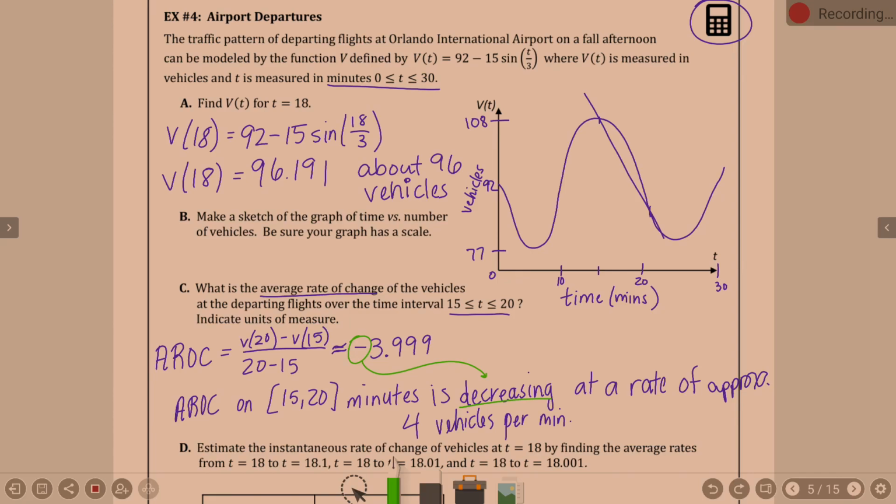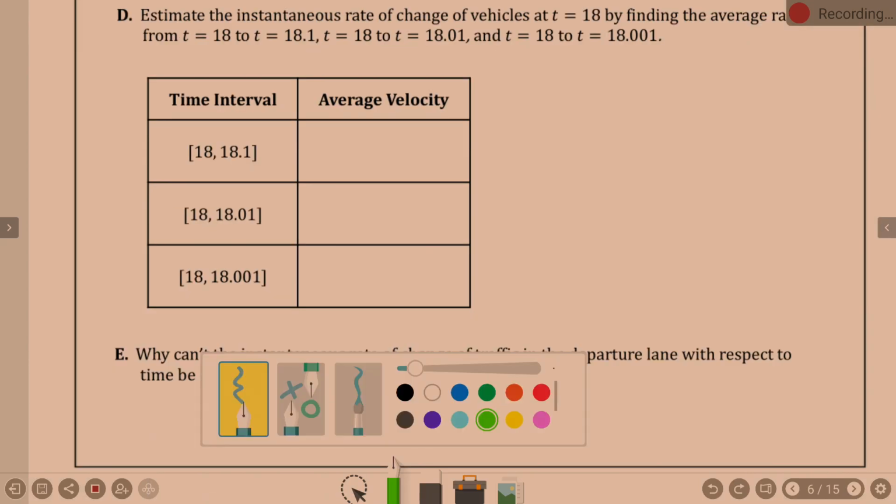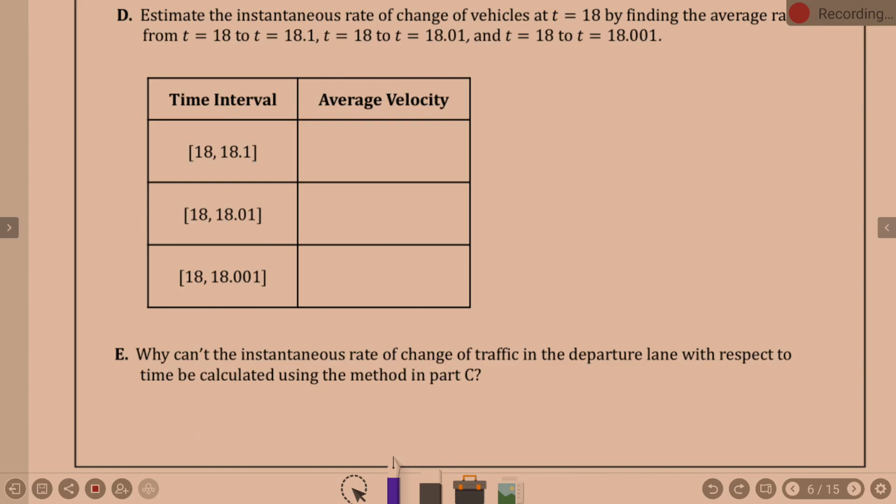Okay. D. Estimate the instantaneous rate of change of vehicles at t equals 18 by finding the average rates from t equals 18 to 18.1, 18 to 18.01, and 18 to 18.001. What are we doing? What we did, right? In other words, for this first one, what would you be plugging in?